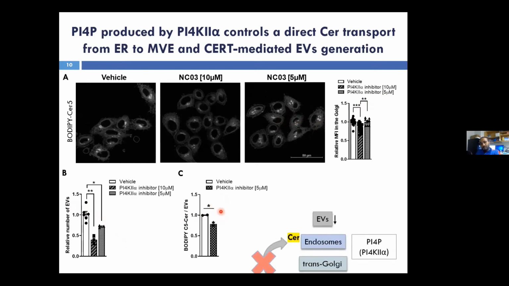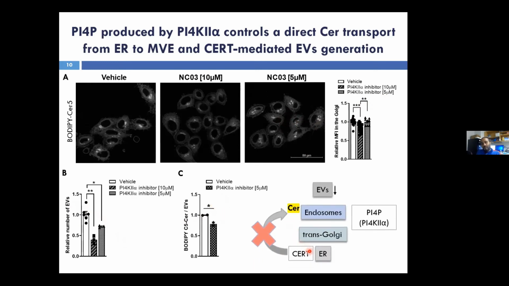So this means that there is a direct transport of ceramide from the ER, which is regulated by PI4P generated by PI4K2 alpha, that is mediated by CERT. And this is also important for EV formation, because if you block this pathway, you have fewer EVs.